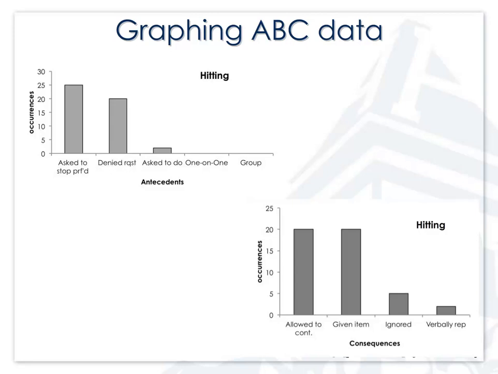Data from the consequence graph allows us to see that problem behavior is usually followed by the possibility to resume the activity or being given access to the item that was originally denied. In this case, access to tangibles seems to be the likely maintaining function of the behavior.